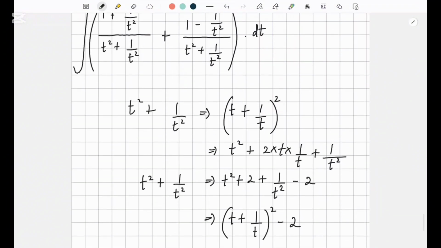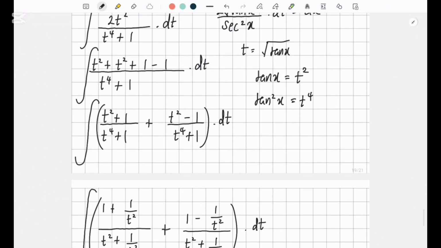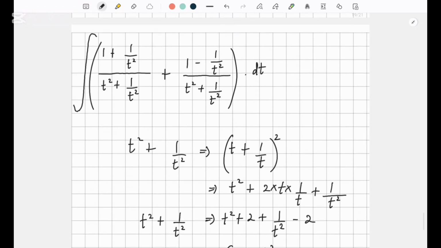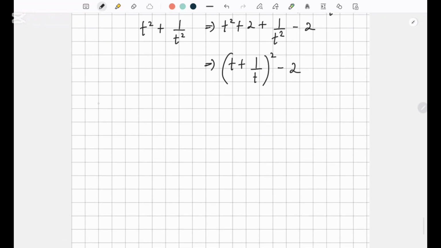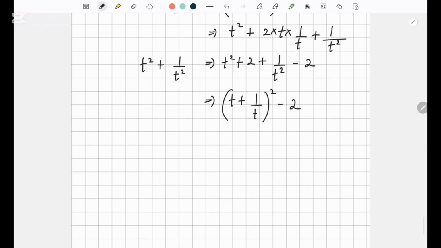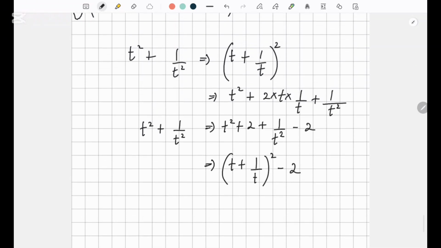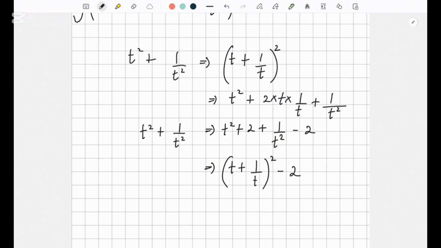Now, going further, let's write down our question. So we have 1 plus 1 over t squared. Hold on, before I go any further, there's something else. So I'm going to write this in another way.